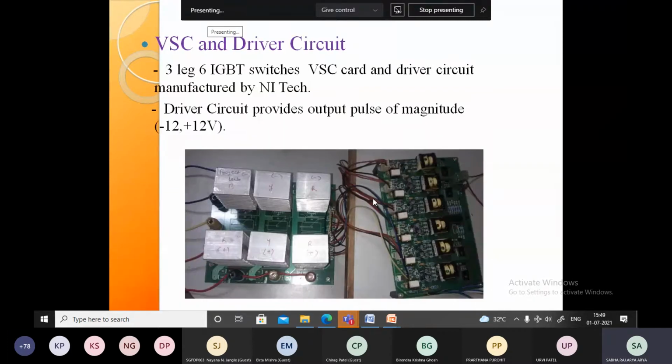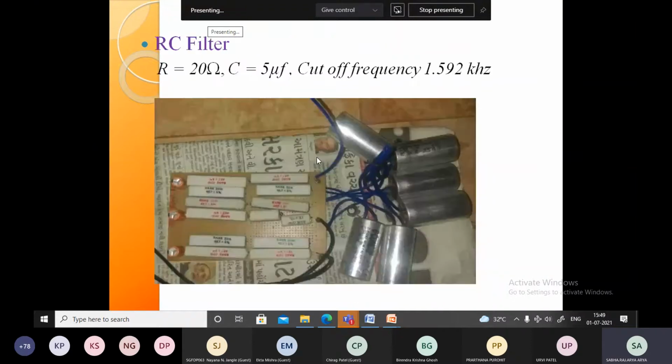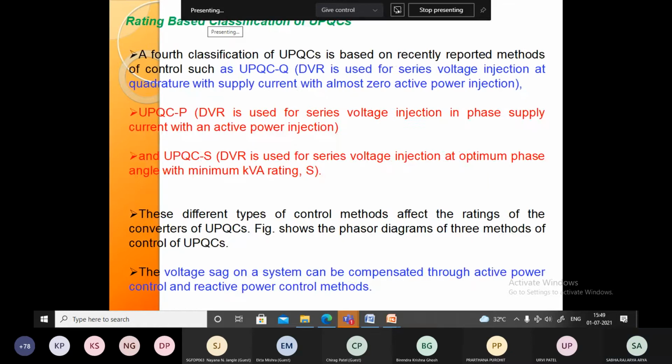You see the local mode here, that converter and the driver circuit. Based on that we have run our converter. This is the RC filter. This work was done about 5 years ago, based on 2013, by some MTech student. Then after that, the UPQC. So till now we have discussed something basic about how this filter is going to work.